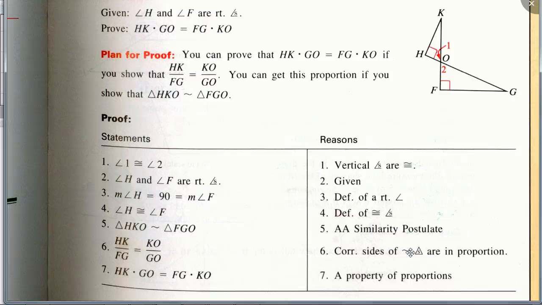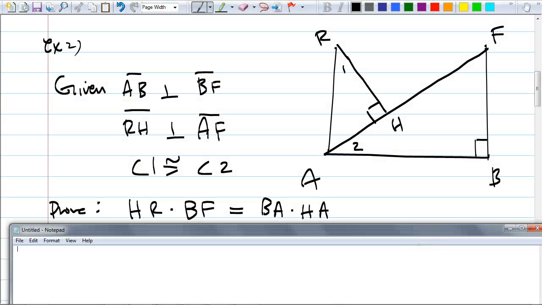Can you write it? Yeah, this one you're going to write. Okay, hold on. Here, let me give you a very similar one as the one that we saw before. Given that AB is perpendicular to BF, RH is perpendicular to AF, angle 1 is congruent to angle 2. Can you prove that HR times BF is equal to BA times HA?